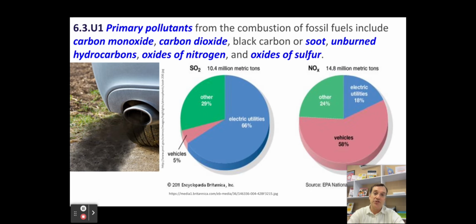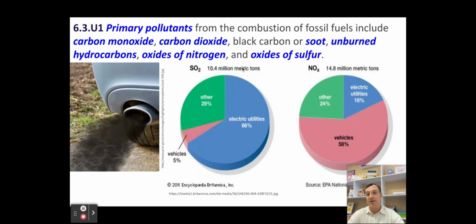For ESS, you really should know what your primary pollutants are, and the main ones you need to be aware of are sulfur dioxide and oxides of nitrogen. You'll notice there's a little x next to the O. That's because nitrogen and oxygen can combine in several different forms. Sometimes it's nitrogen monoxide, sometimes nitrogen dioxide, it might be dinitrogen trioxide. All you need to do is call them oxides of nitrogen.